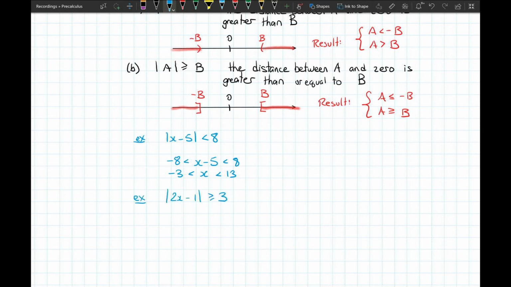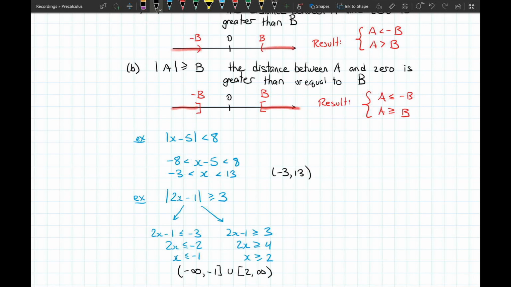If we switch this to a greater than or equal to sign, and the absolute value of 2x minus 1 greater than or equal to 3, now we have two inequalities. We would say that 2x minus 1 could be less than or equal to negative 3, or we can have 2x minus 1 be greater than or equal to positive 3. And in both of these inequalities, we can add 1, and then in both inequalities, we can divide by 2. And x could be less than or equal to negative 1, or x could be greater than or equal to 2.